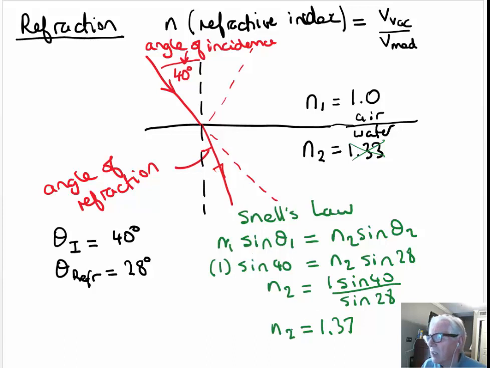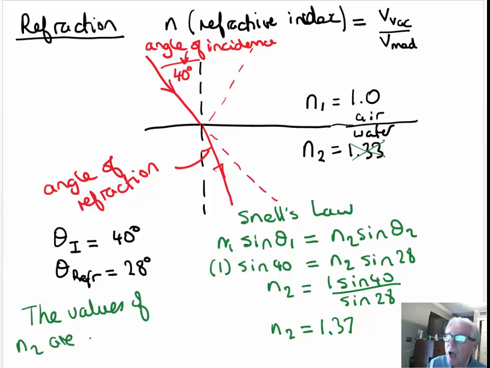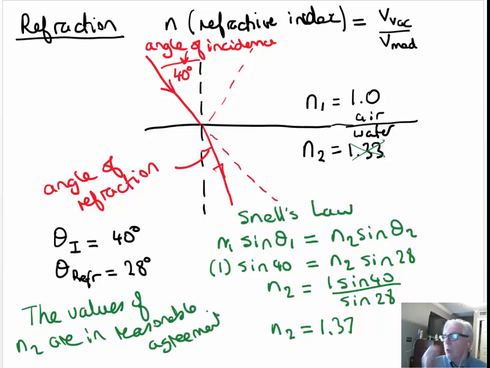So that's a reasonable answer then. It's not far out. The values of n2 are in reasonable agreement. Just 1 degree either way would make a big difference, bigger than the difference that we're looking at there. So that's a good answer.